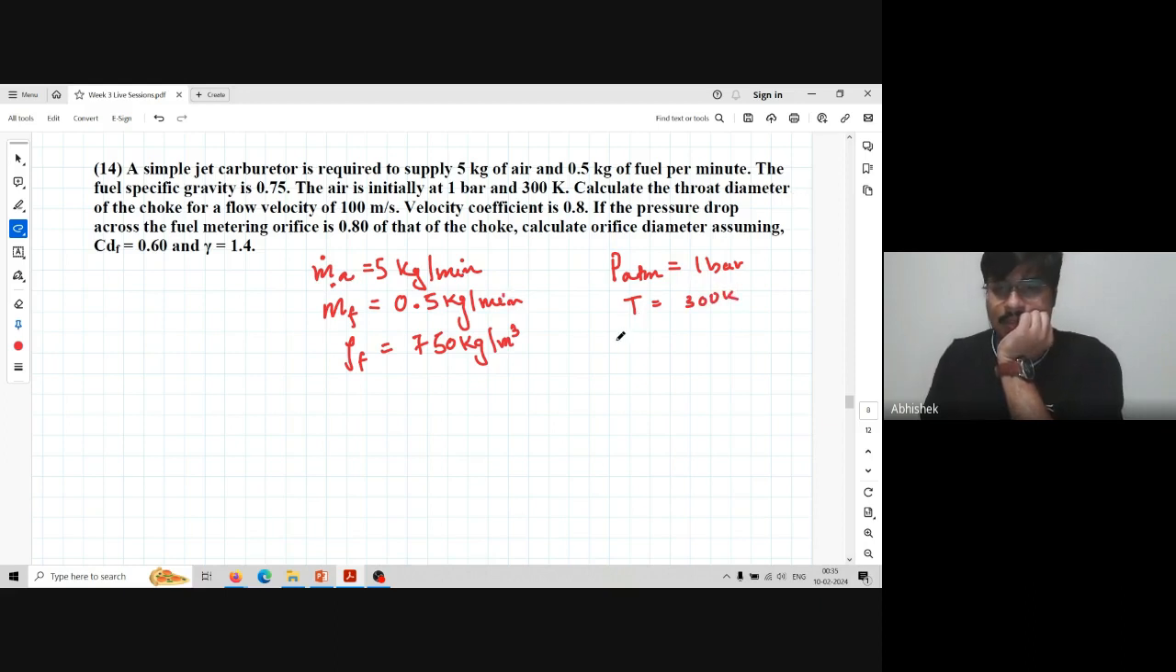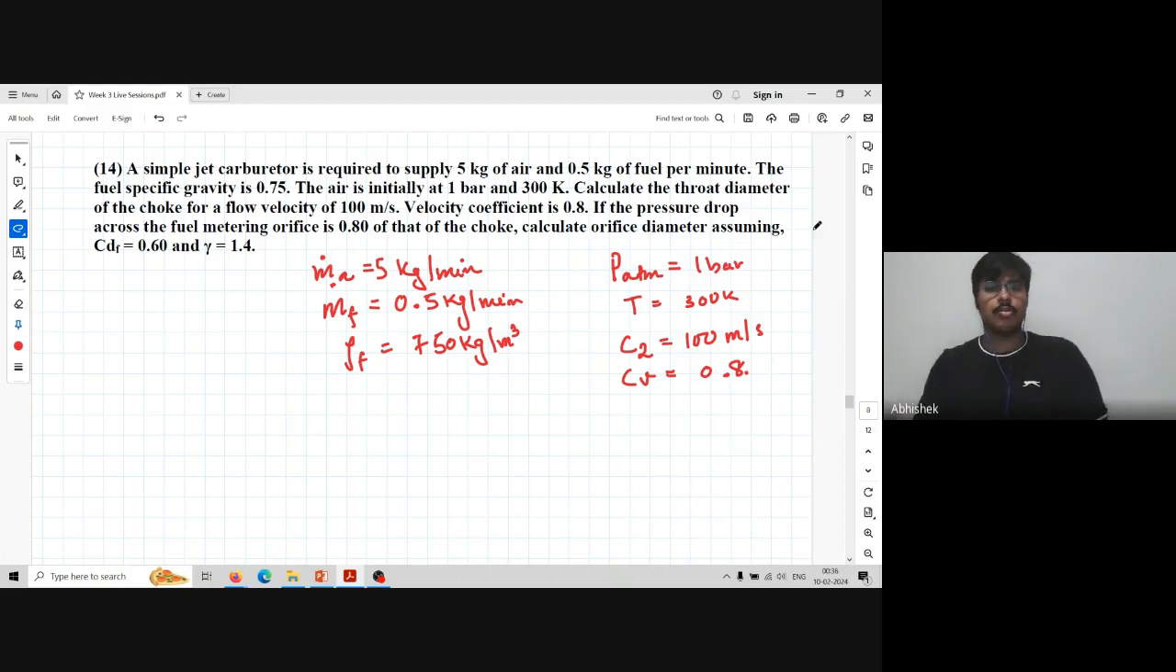Calculate the throat diameter. The same question like we solved last, only here it is asking something different. So I will solve this question, just solve with me. Calculate the throat diameter for the choke for a flow velocity of 100 meter per second. So C2 is equal to 100 meter per second. Velocity coefficient Cv is equal to 0.8. The pressure drop across the fuel metering orifice is 0.8 of that of choke. So eventually we calculate the orifice diameter. Two diameters we have to calculate: one is throat diameter, one is orifice diameter. So we'll start this question now.